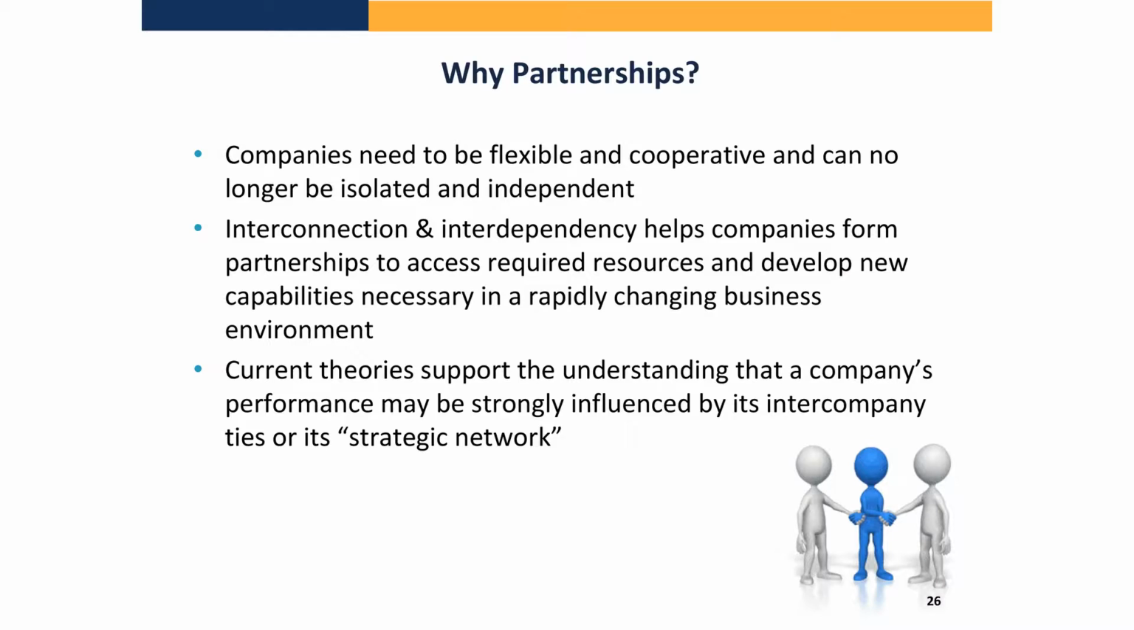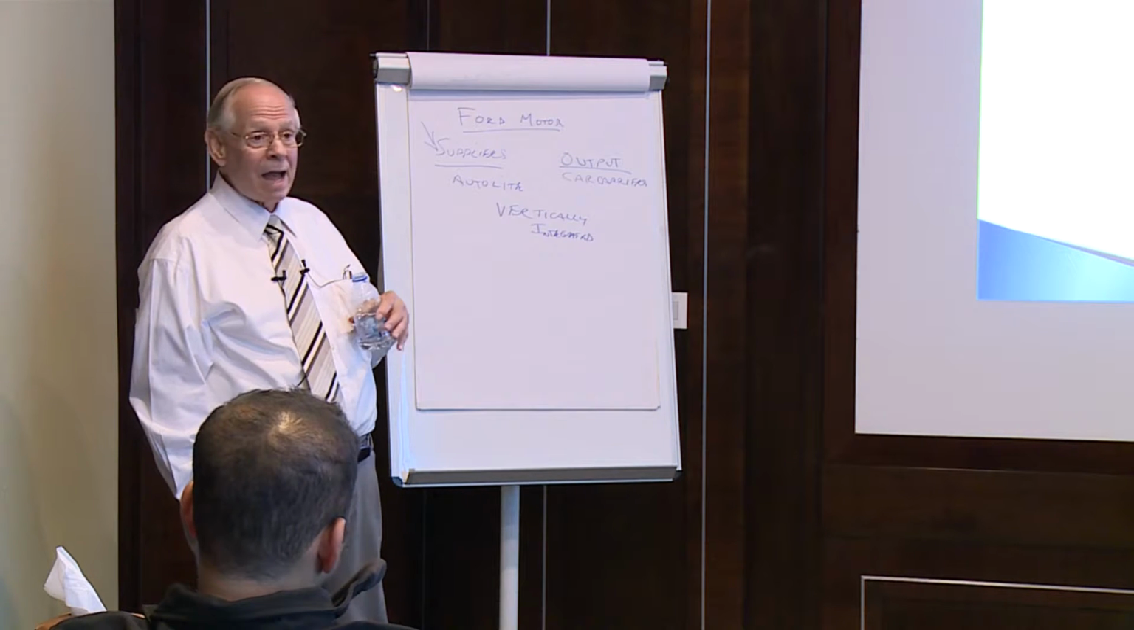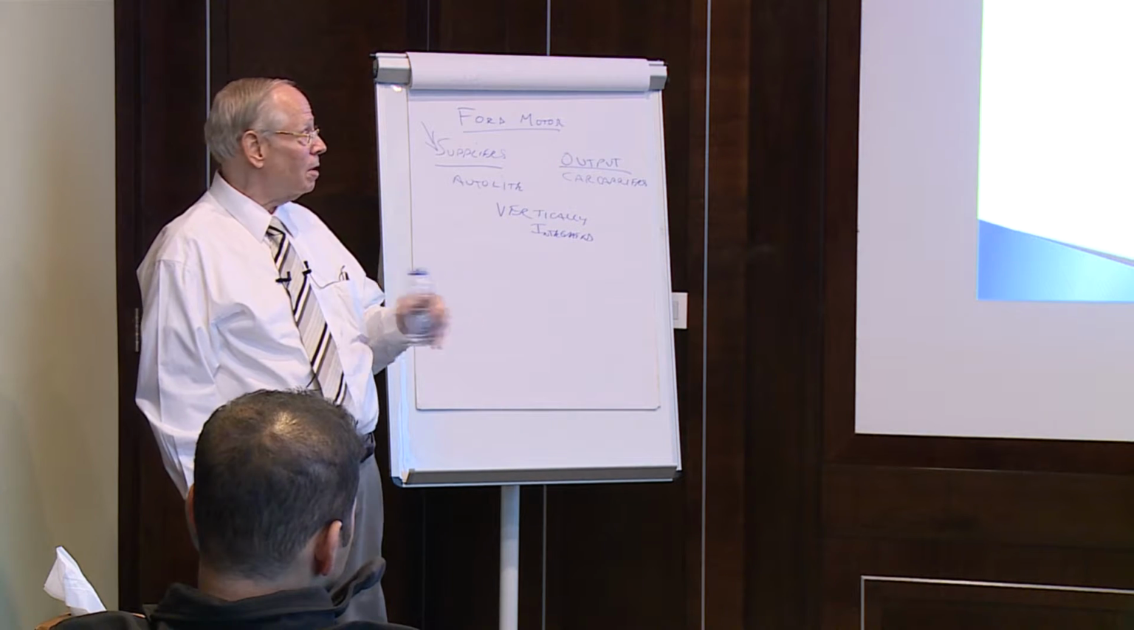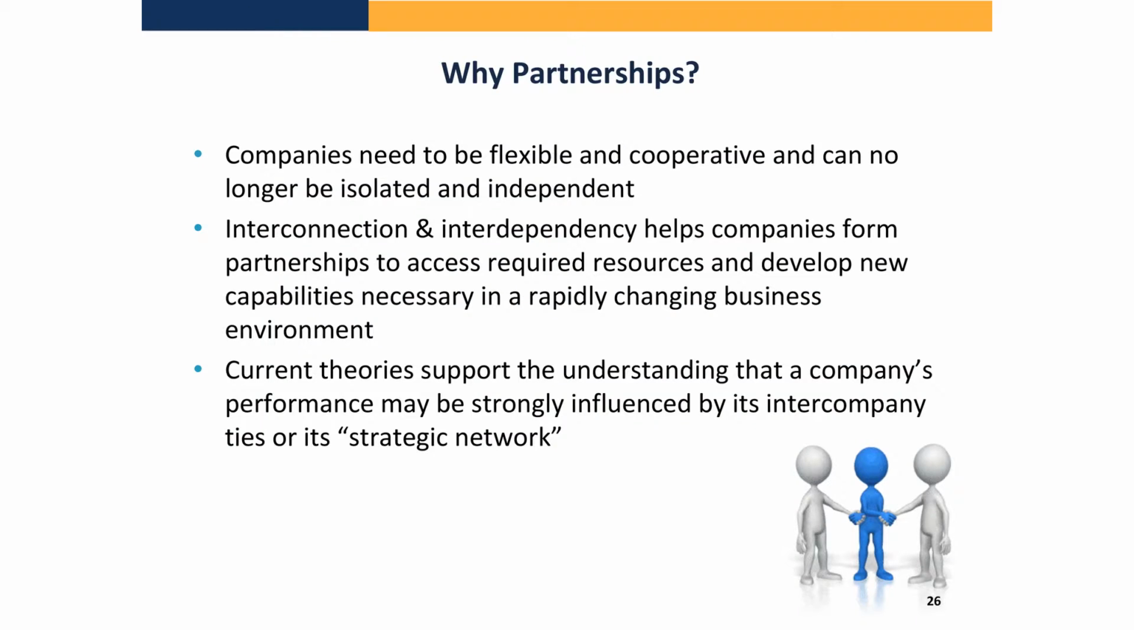And why do we do that? Because companies need to be flexible and cooperative. They can no longer be isolated and independent. We mentioned this yesterday with Apple and Samsung. Fierce competitors, yet Apple shares Samsung touchscreen technology. Interconnection and interdependency helps companies form partnerships to access required resources, develop new capabilities necessary in a rapidly changing business environment. So current theories support the understanding that a company's performance may be strongly influenced by its intercompany ties or its strategic network.